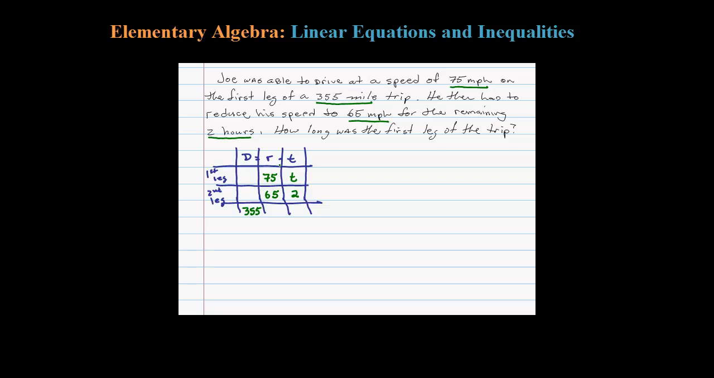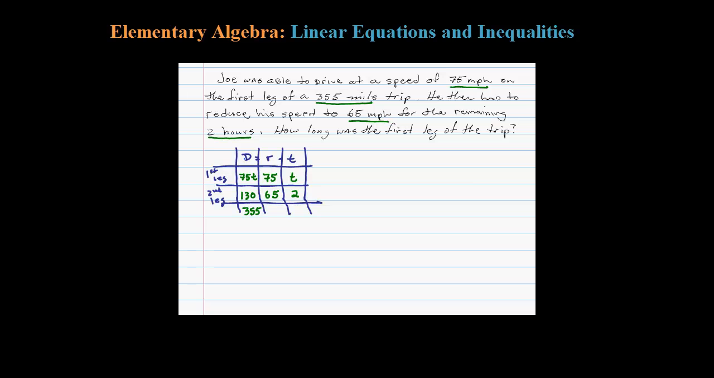Okay, so distance equals rate times time. So to fill in this blank distance box here, I'll put in 75t, right? Rate times time. Now to fill in this blank box, I'll put in 65 times 2, which is 130 miles. Okay, 65 miles an hour for 2 hours gets you 130 miles. So we know actually the distance he went on the second leg.